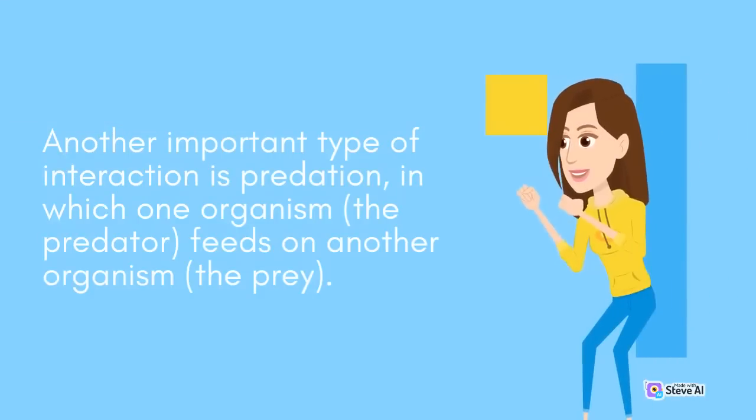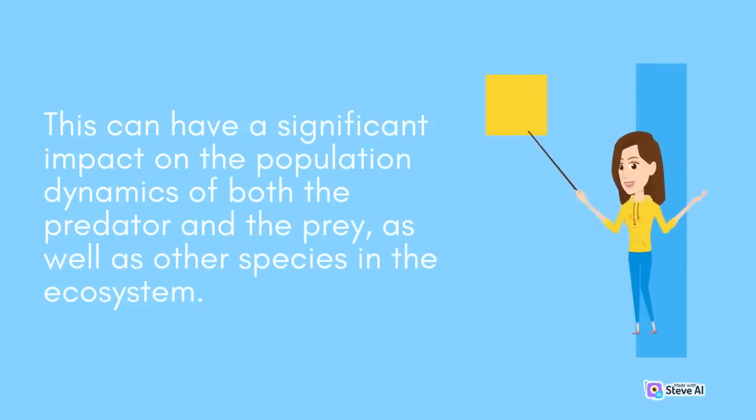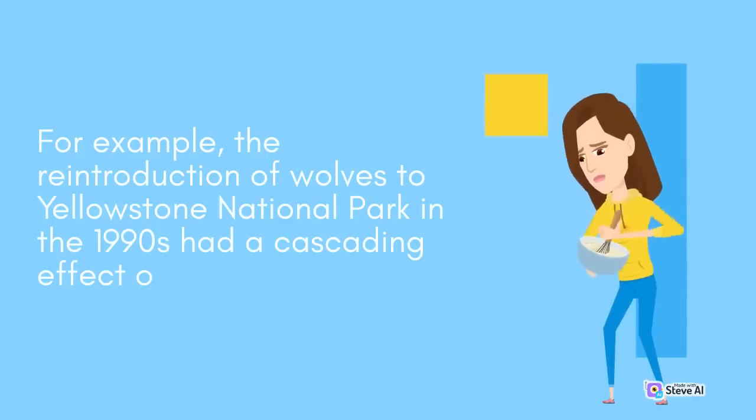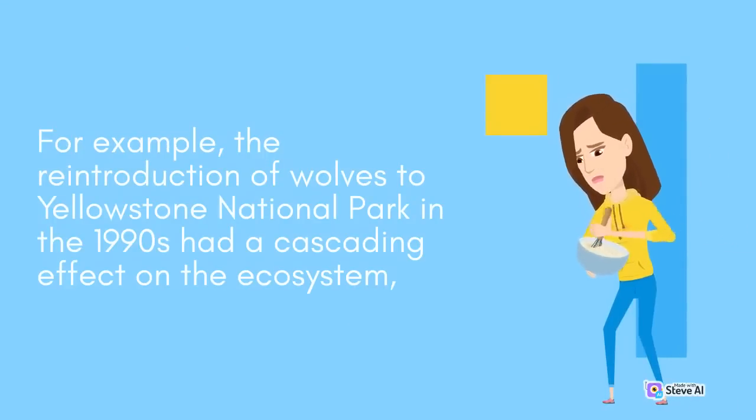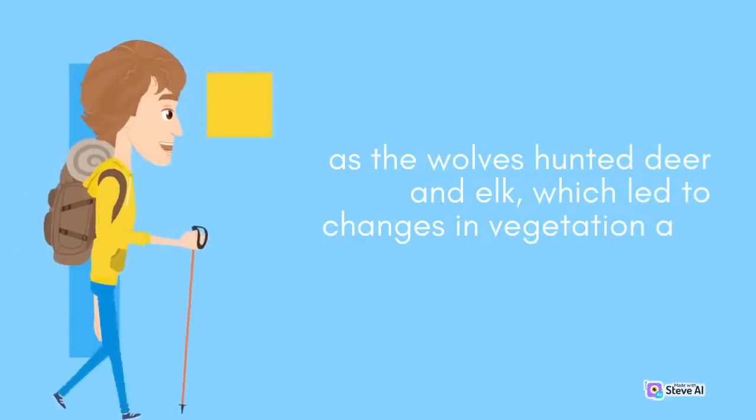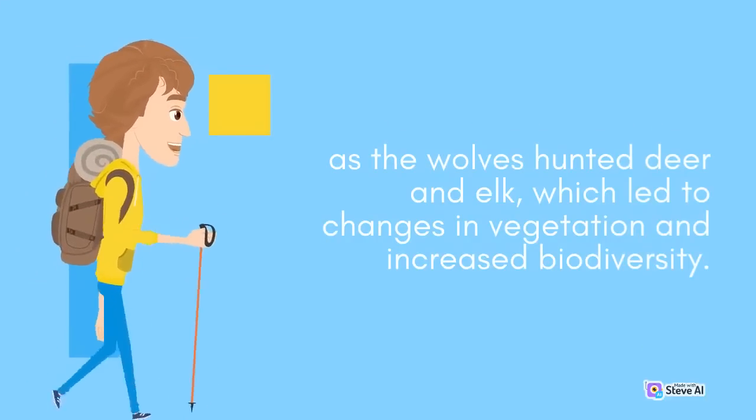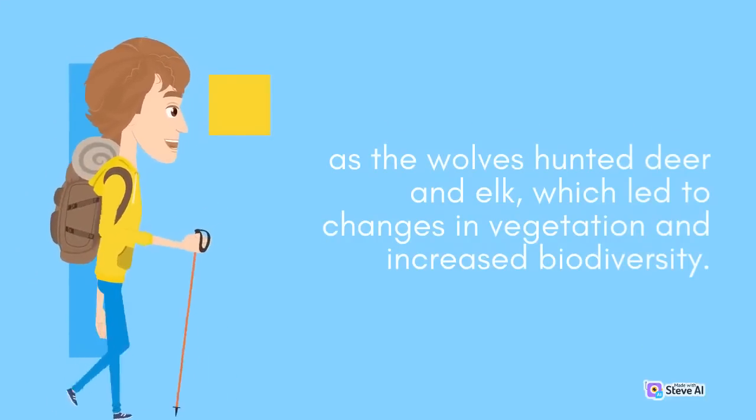Another important type of interaction is predation, in which one organism, the predator, feeds on another organism, the prey. This can have a significant impact on the population dynamics of both the predator and the prey, as well as other species in the ecosystem. For example, the reintroduction of wolves to Yellowstone National Park in the 1990s had a cascading effect on the ecosystem. As the wolves hunted deer and elk, this led to changes in vegetation and increased biodiversity.